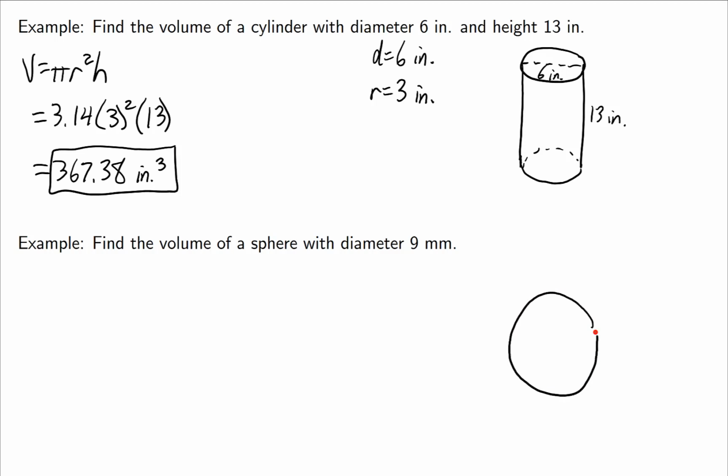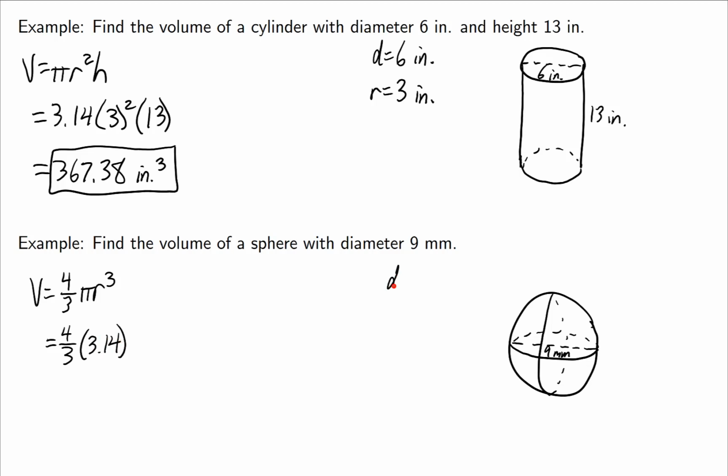For a sphere, I usually start by drawing a circle, and then draw sort of an outside line horizontally and vertically. And then we are given that the diameter is 9 millimeters. This is a pretty small sphere, probably about the size of a BB. Now the volume formula for a sphere is 4/3 pi r cubed. So then I have 4/3 pi. I'll use 3.14, but we're running into the same problem again.